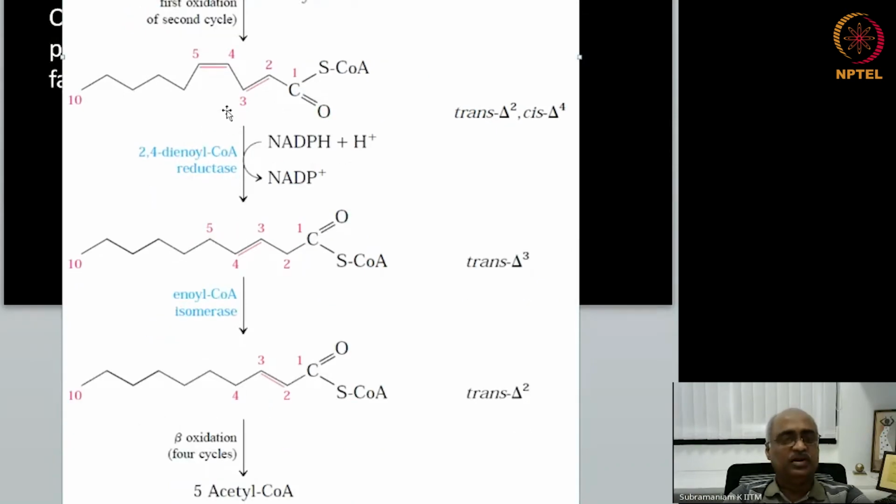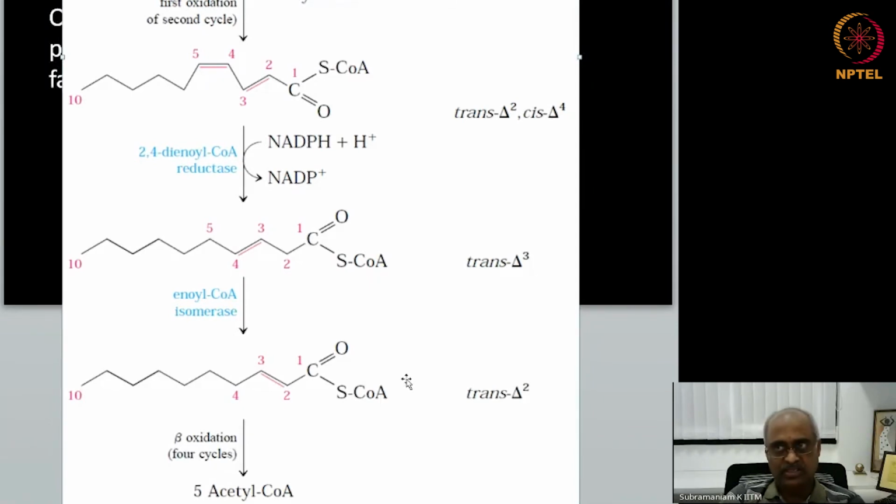So what this reductase does is it reduces one of the double bonds and repositions the other one, such that these 2 double bonds, like delta 2 and delta 4, now become delta 3 trans. And then another isomerase converts that into 2 and 3. So the combined action of an isomerase and reductase ends up producing the right orientation of the double bond so that this polyunsaturated fatty acid can be fully oxidized by beta oxidation.